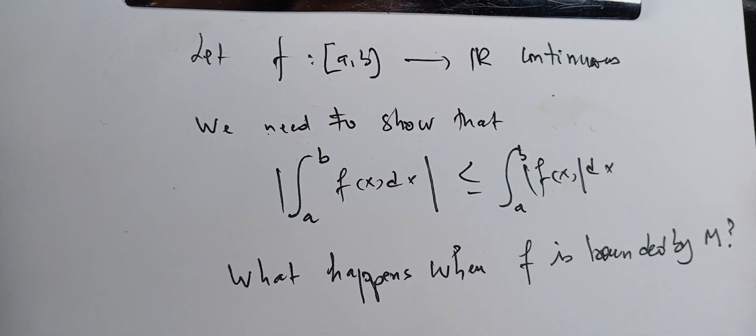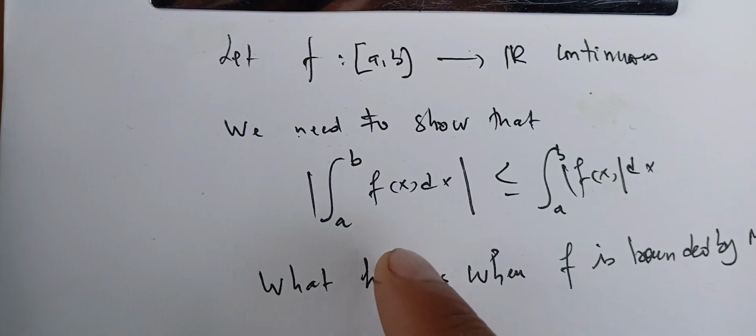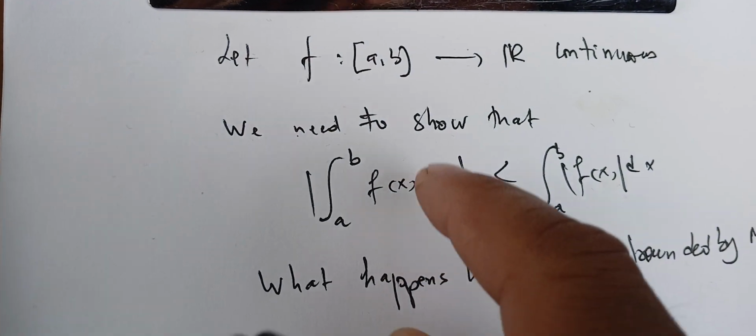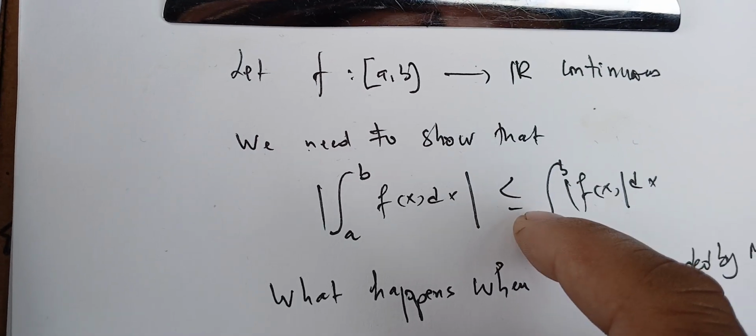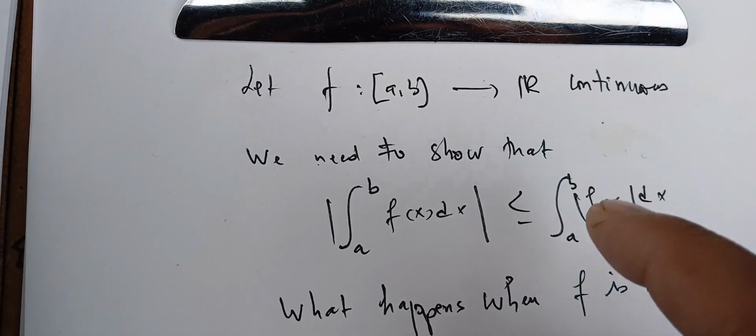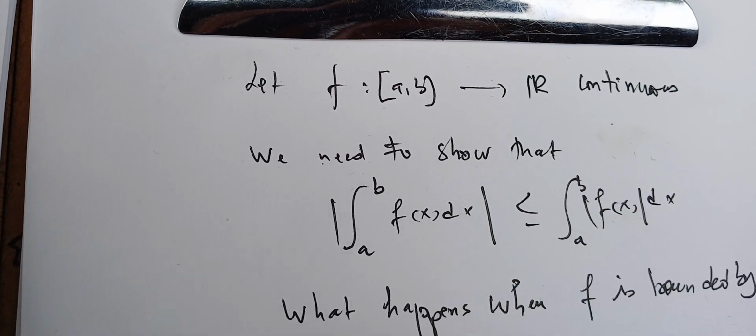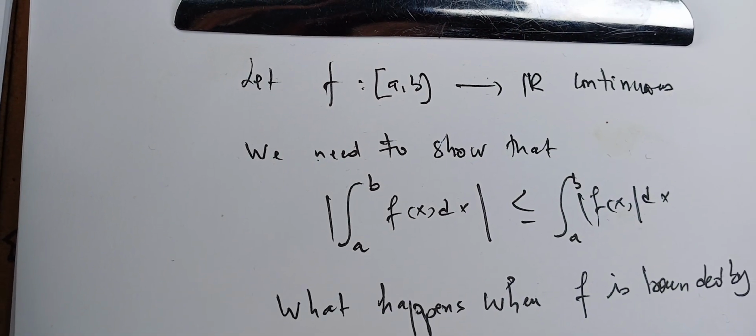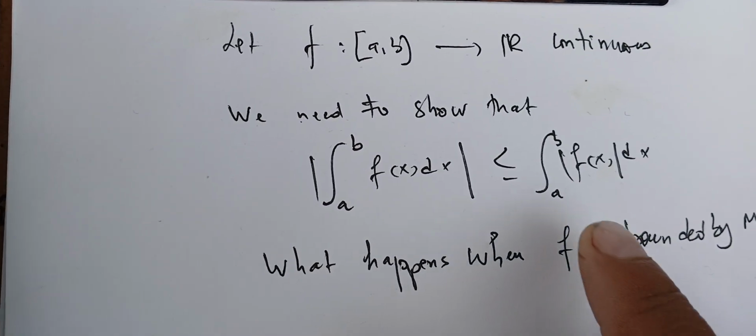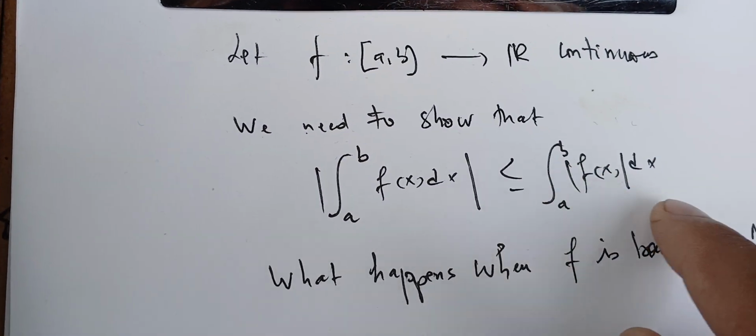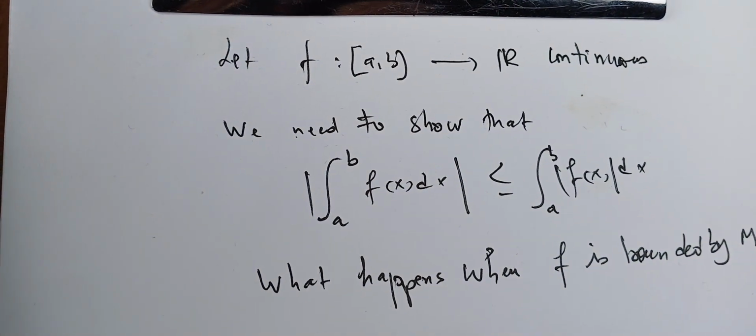In this video, we're going to try to prove the following result: that the absolute value of the integral between a and b of f of x dx is less than the integral between a and b of the absolute value of f of x dx. We're also going to see what happens when we assume that f is bounded by a certain M. What happens in this case?